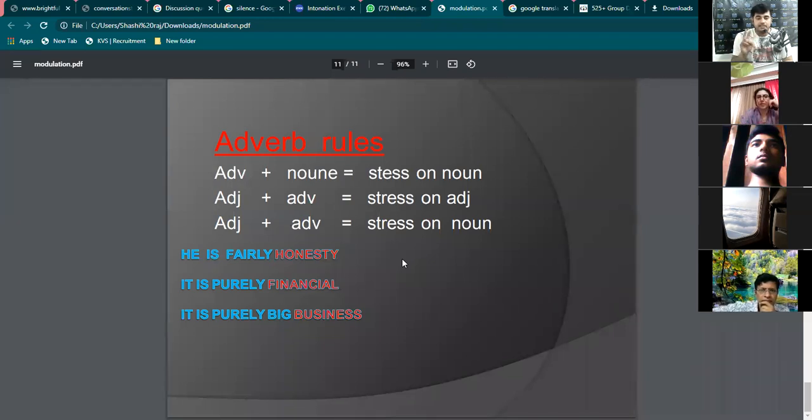The sentence is the same, but the messages are different. If you put stress on the noun or subject, the message would be different, and if you put stress on the object, the message would be different. Got it? Is that clear? So these were a few rules of voice modulation. Actually, the chapter is very big.